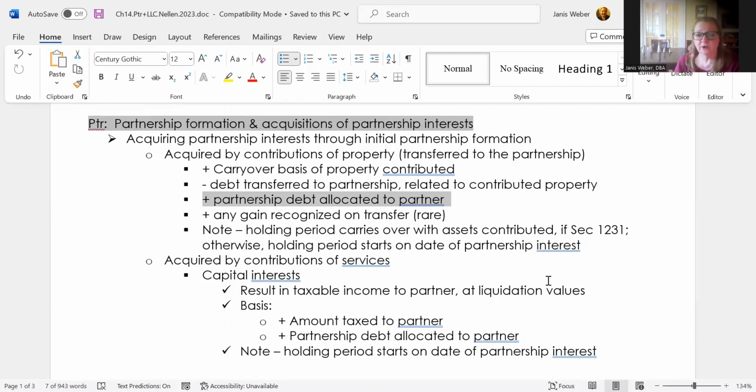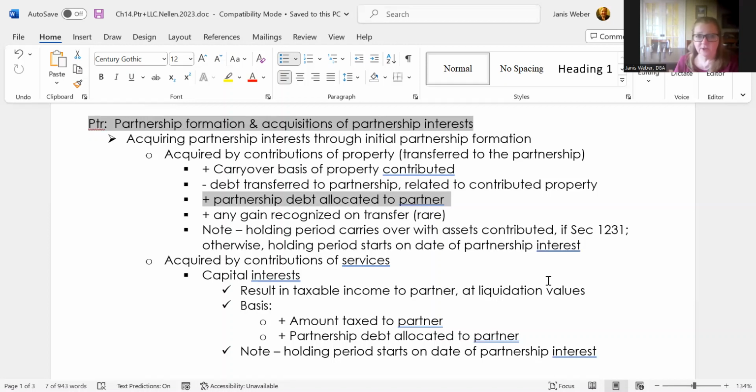And so the holding period, if you're putting in assets that have a carryover basis, like real property, that's what Code Section 1231 is. If you have real property that you're transferring in, then the holding period would be the same as it was in your hands when you were an individual. So your holding period on the partnership interest would be that same time frame.